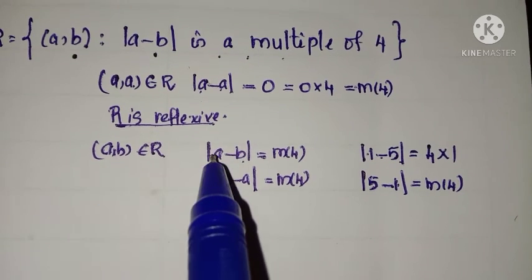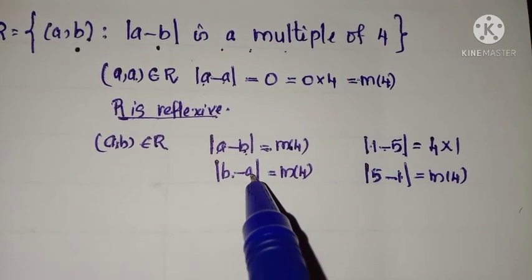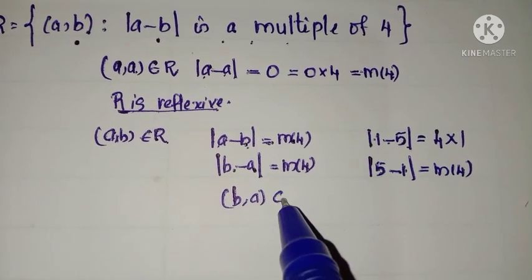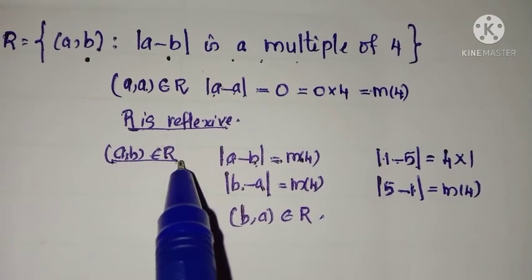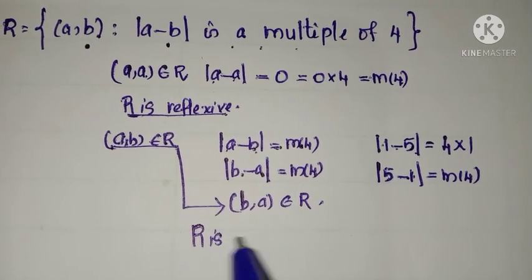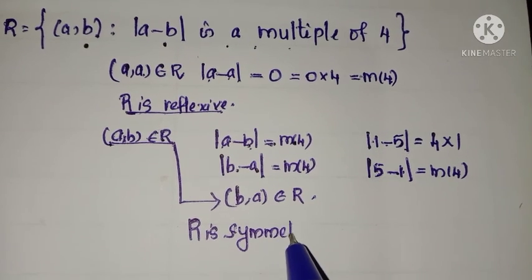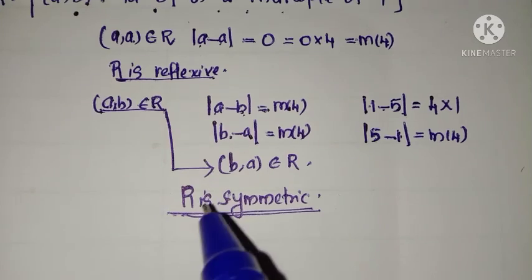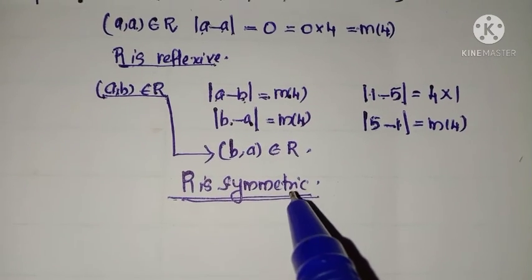So, a − b is a multiple of 4 implies b − a is also a multiple of 4. Then the ordered pair (b, a) belongs to R. Listen, if (a, b) belongs to R, then (b, a) belongs to R. That is, R is symmetric. Okay, R is symmetric. Next we want to see whether R is transitive.